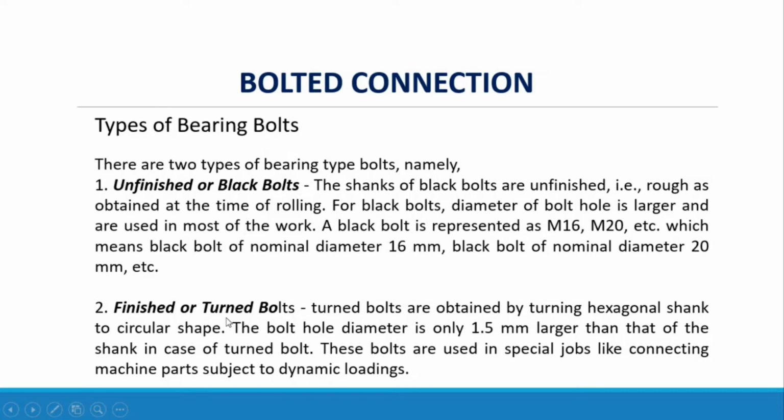Next, finished or turned bolts. Turned bolts are obtained by turning the hexagonal shank to a circular shape. The bolt hole diameter is only 1.5 mm larger than that of the shank in the case of a turned bolt. These bolts are used in special jobs like connecting machine parts subject to dynamic loadings.